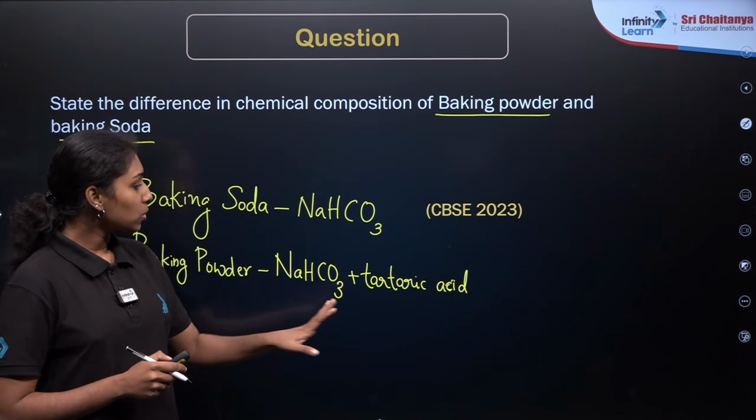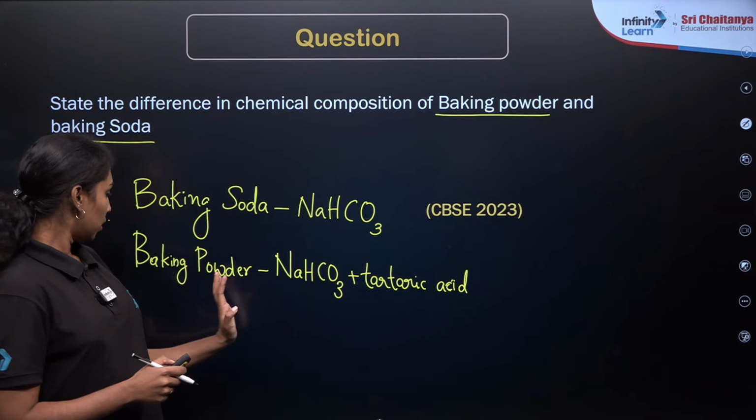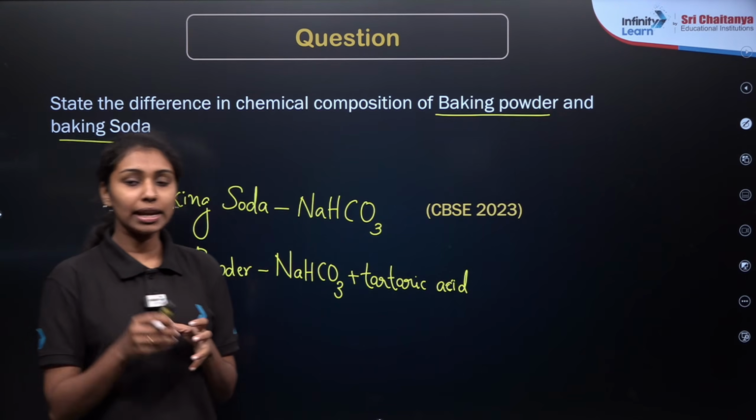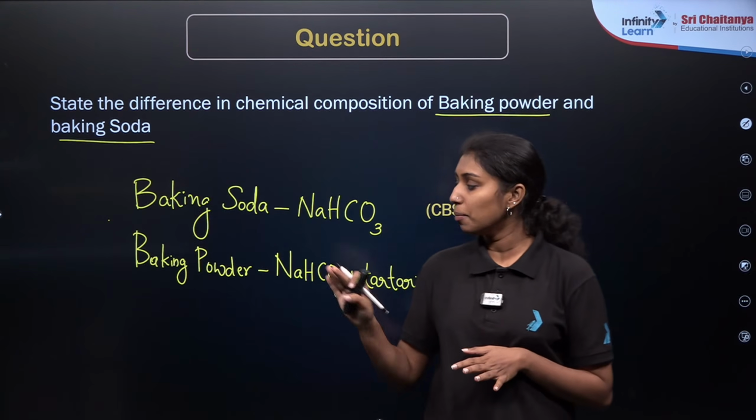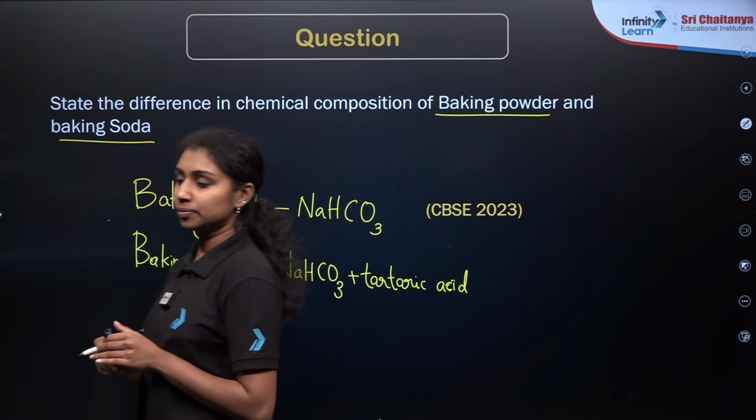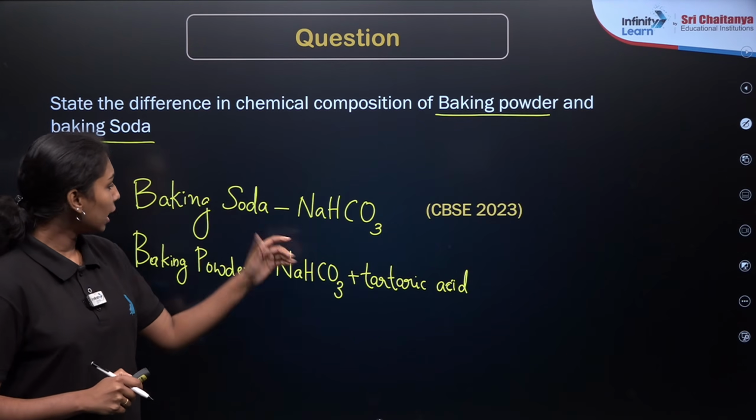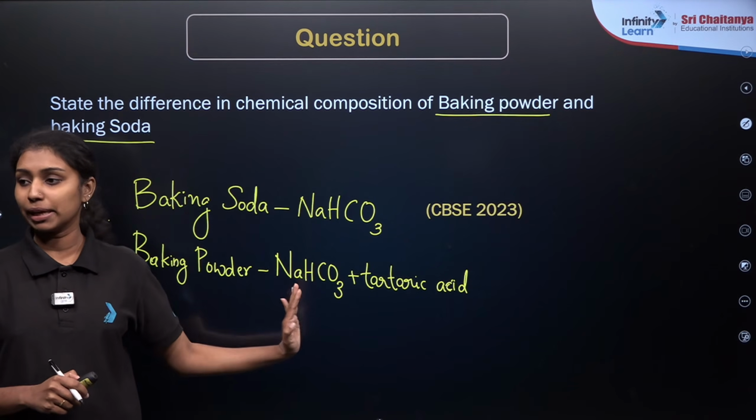No, there is no particular composition or particular formula of the baking powder. We can just add like that. We will be adding baking soda to the tartaric acid. We will get the baking powder. That's it. There is no particular formula like baking soda or washing soda in the case of baking powder. Clear?